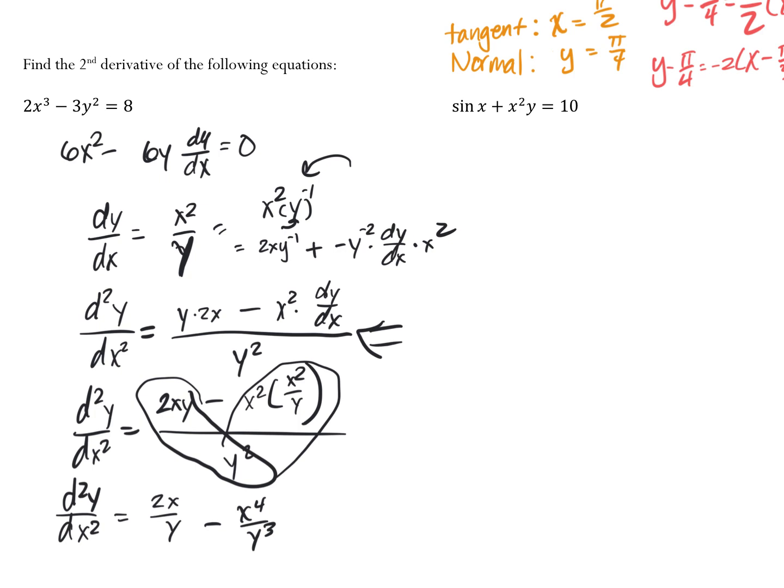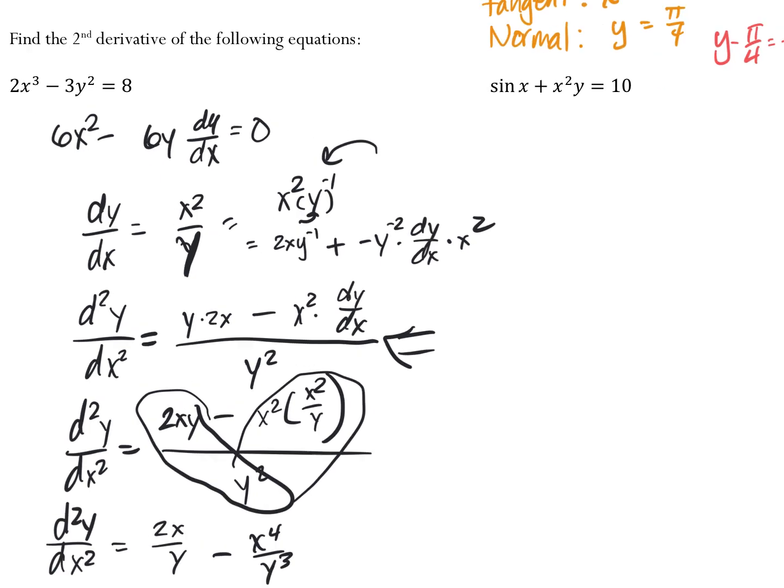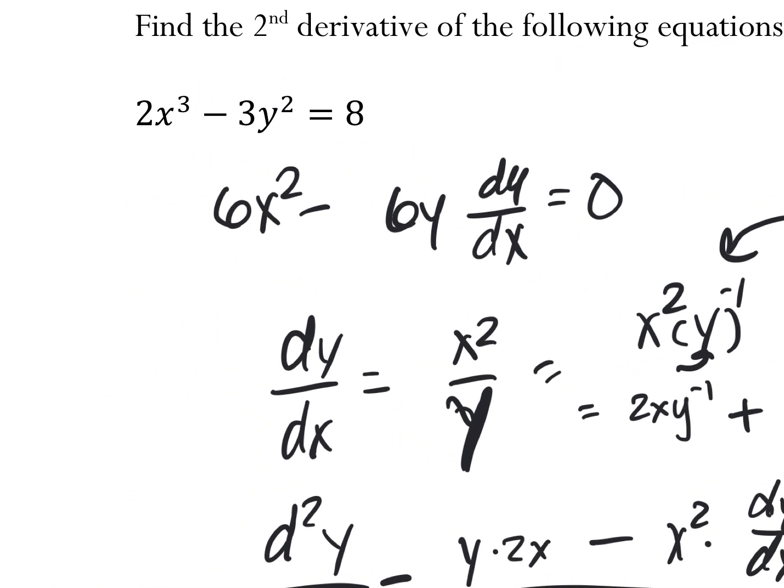Why is it x squared over y for the dy dx, and not x squared over negative y? Because when I subtract the 6x squared, it would be negative. If I'm solving for dy dx, I'm going to subtract 6x squared from both sides first. Then I'd have negative 6y dy dx equals negative 6x squared. And I would divide by negative 6y.